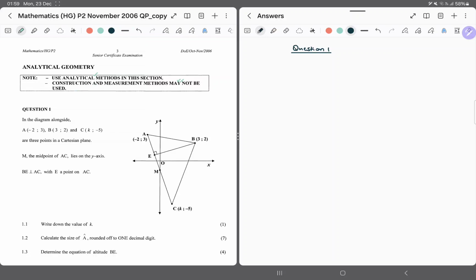Let's look at question 1. What are we doing? In the diagram alongside, point A has coordinates of -2 and 3, B has coordinates of 3 and 2, and C has coordinates of k and -5. So already, if it is given like that, it means that is a potential question. These are 3 points in a Cartesian plane, and we can see they form a triangle. M is the midpoint of AC.